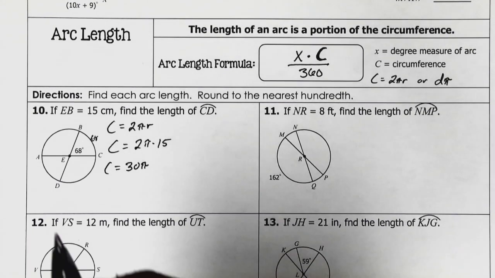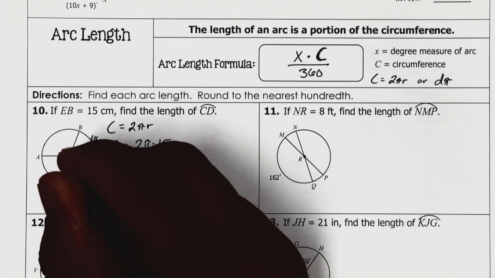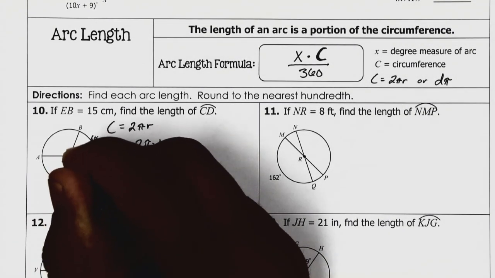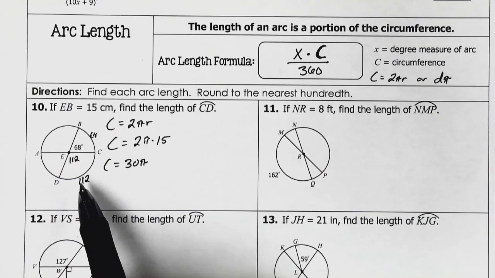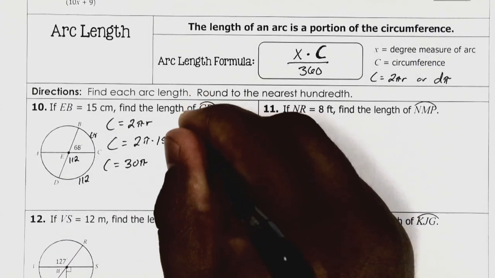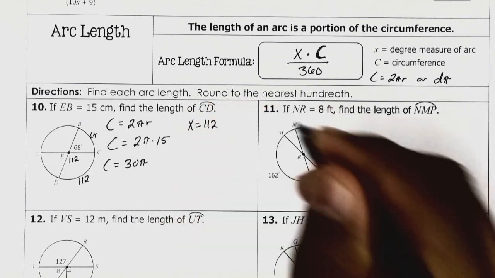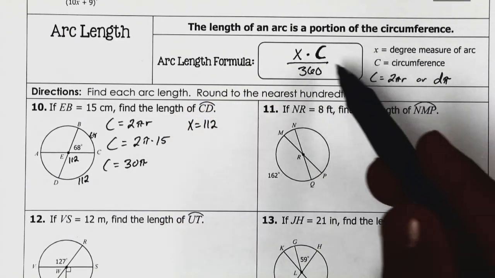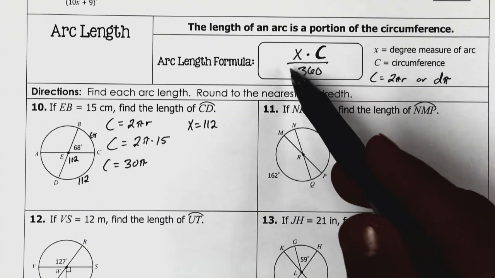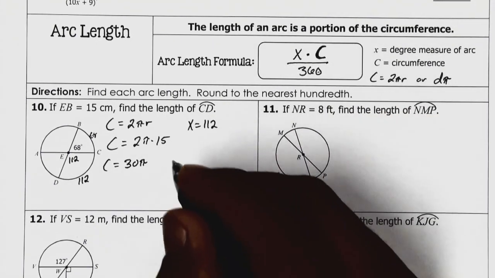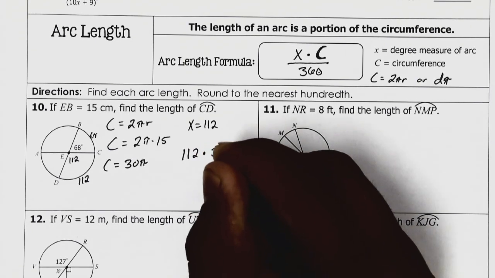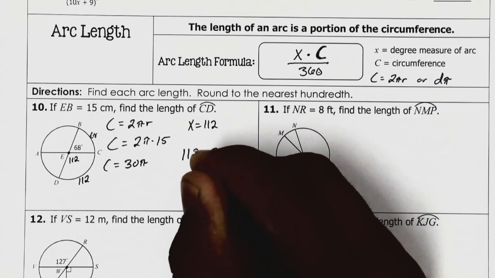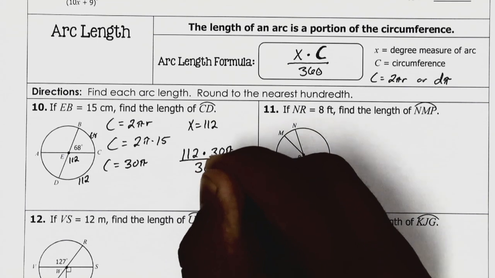And that gives me 112. So this length right here is 112, which means the arc is also 112. So now I'm going to use this 112. This is my x, so x equals 112. And I'm going to plug that into the formula. So it's x times c divided by 360. So it's going to be 112 times 30 pi over 360.